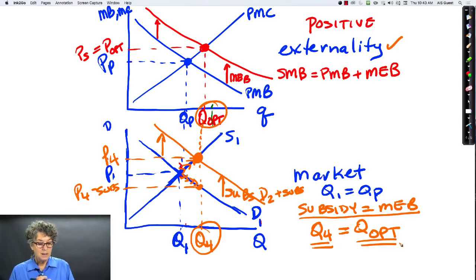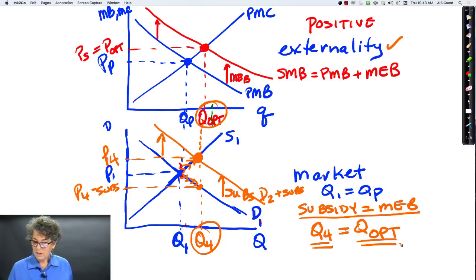So, bottom line, in a positive externality, if we want the market to generate the socially optimal amount of the product, then we need a subsidy. It can be paid to the buyers or to the sellers. It does not matter who it's paid to, but the subsidy needs to be equal to the amount of the marginal external benefit. Okay, good.